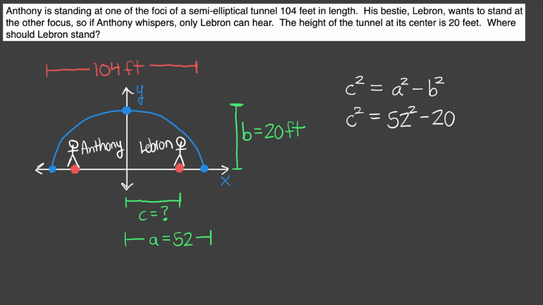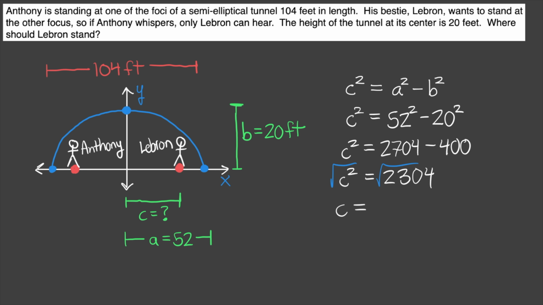minus b squared. So that's 20 squared. All right, so c squared, if we do this on our calculator, 52 squared will give us 2704, minus 20 squared, which is 400. And if we subtract those, we will get 2304. And then we take the square root of both those numbers, and we only care about the positive one, even though when you take the square root, you should get plus or minus, but we only care about the positive value. We get 48. So c equals 48 feet.